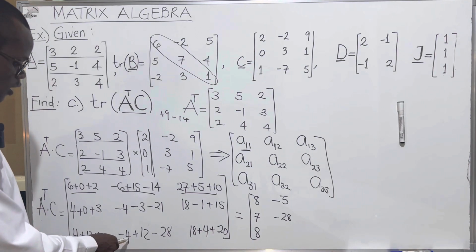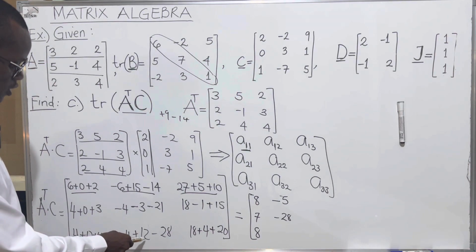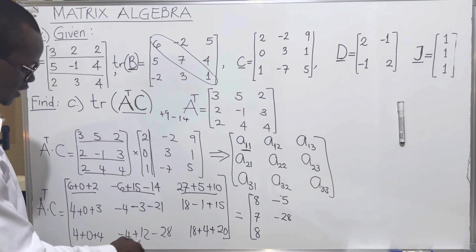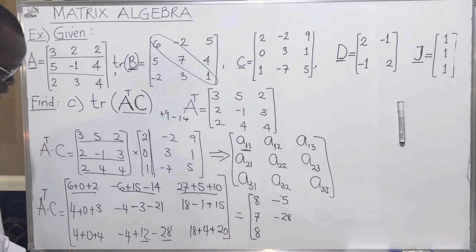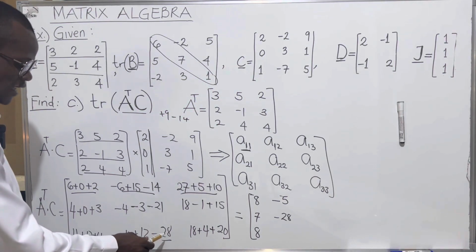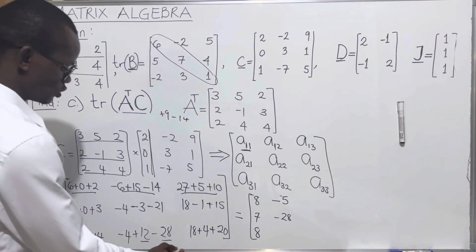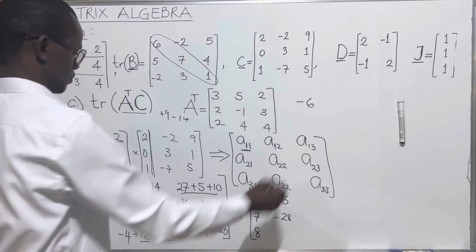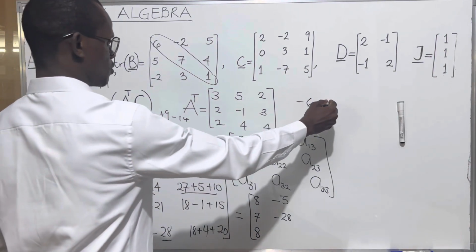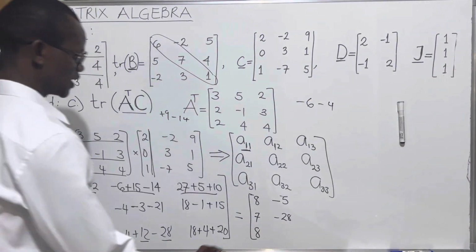Now this one as well, you're subtracting, right? This and this you are subtracting. So if you take 10 from this, you are left with 8. You take 2 from this, you are left with 6. So negative 6. Then you have negative 4. So you are left with negative 10.